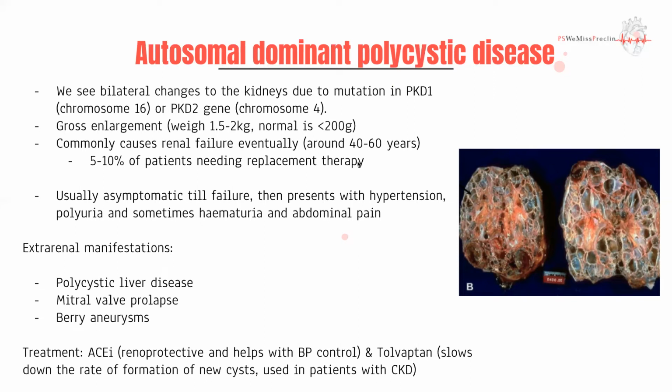This happens about 48 to 60 years of age, and 5 to 10% of all patients with autosomal dominant polycystic kidney disease will be requiring some form of renal replacement therapy. Now, the bad part about this is that it's typically asymptomatic until you present with renal failure. And then it presents with a triad, and it's usually a triad of hypertension, hematuria, and abdominal pain. Now, this triad doesn't always present.